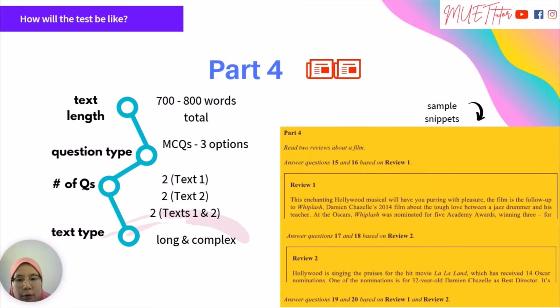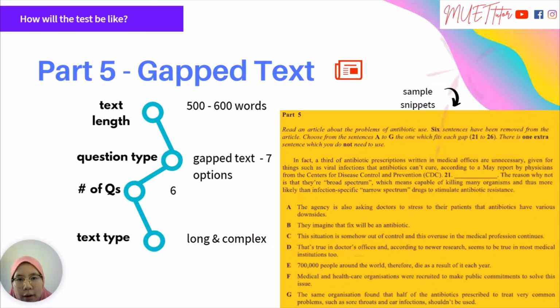and discussion forums. In part 5, there will be 1 long text in which 6 sentences have been removed. Then there will be a list of 7 sentences or options A to G for you to fill those gaps. There's 1 sentence which is not needed. The text is 500 to 600 words long. It will be a long and complex one, such as specialist magazine articles, reviews, feature articles, and research bulletins.